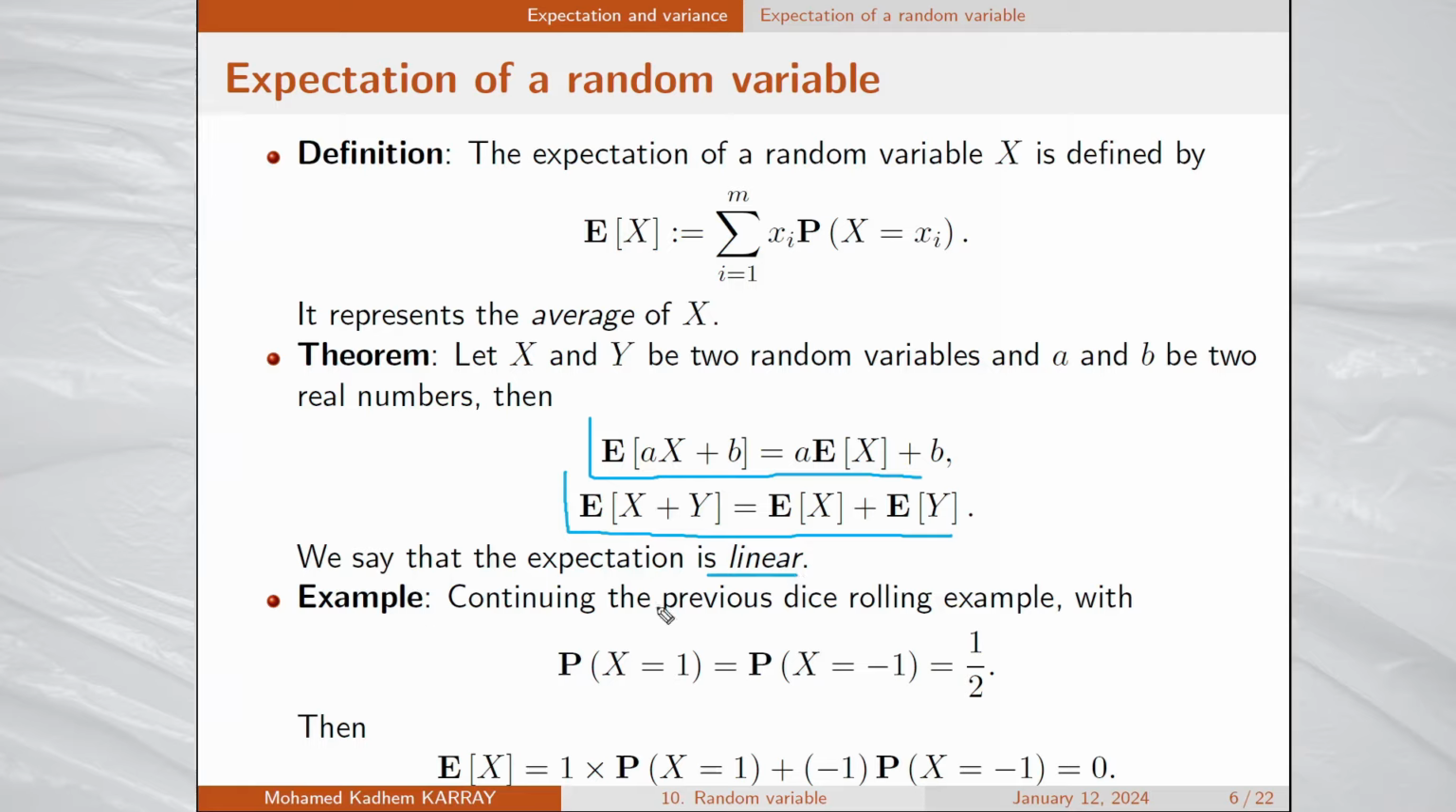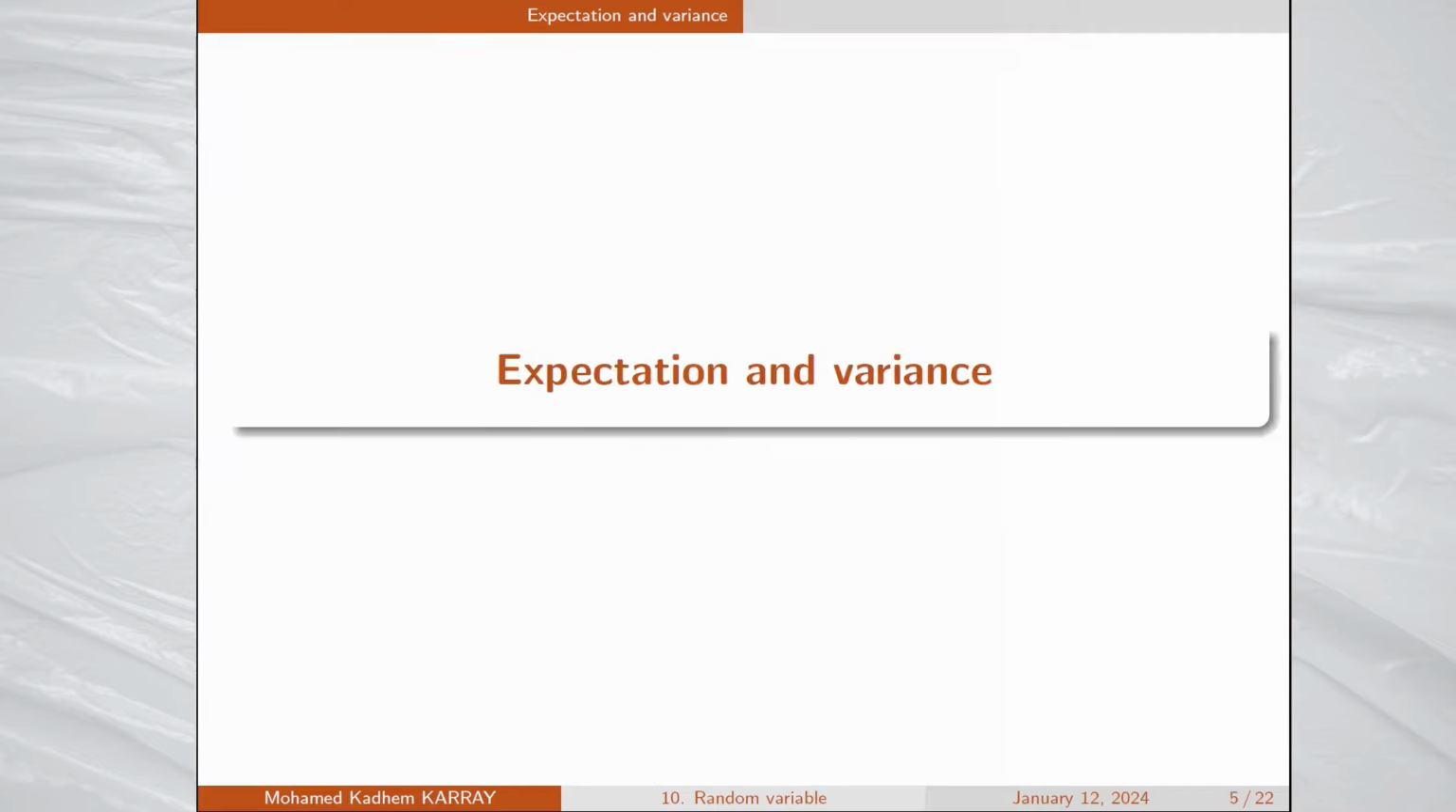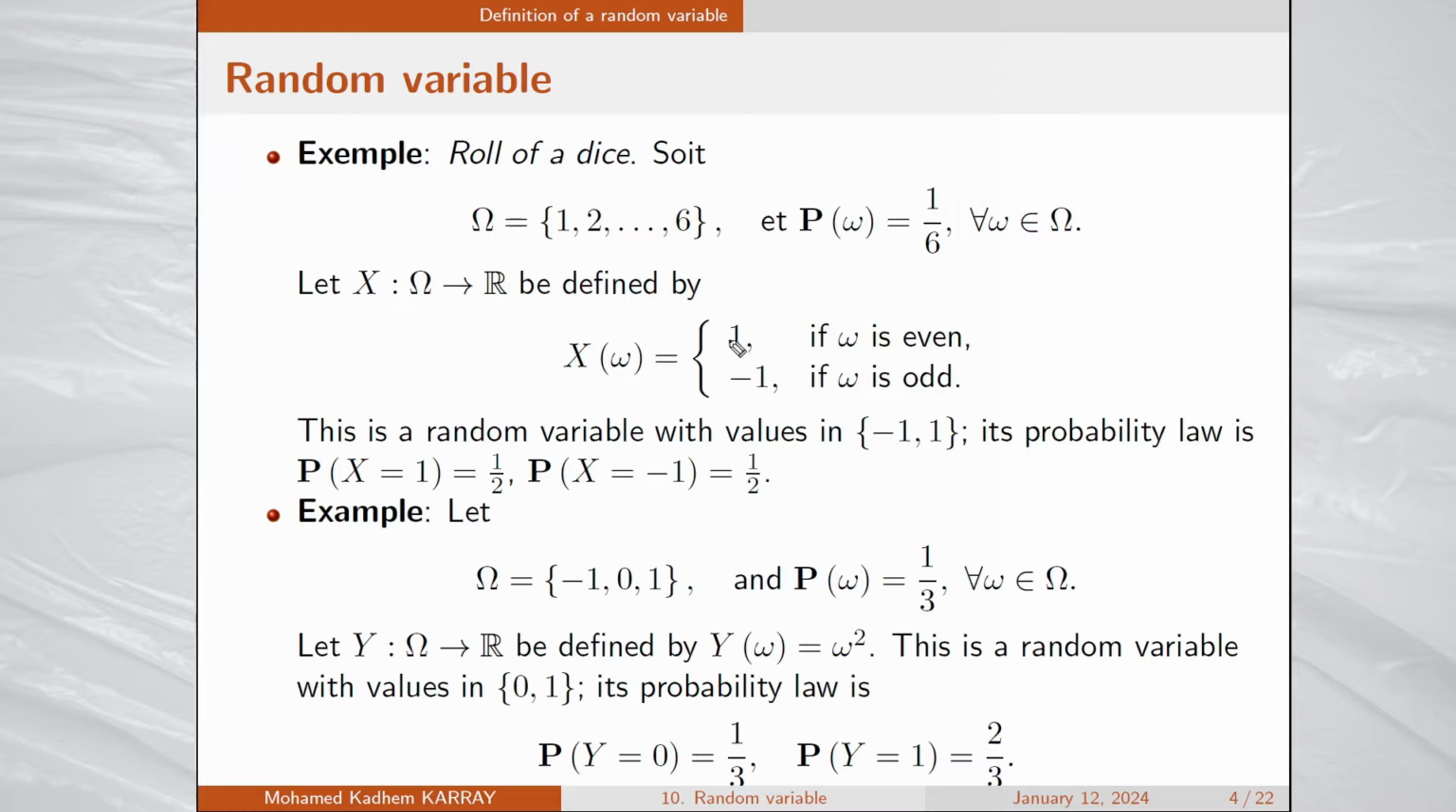We continue the previous example of dice rolling, where we introduced a random variable x. Let me go back to the previous slide so that you see it. x equals 1 when the result is even, and equals -1 when the result is odd. So this is our random variable. Let's try to calculate its expectation here.